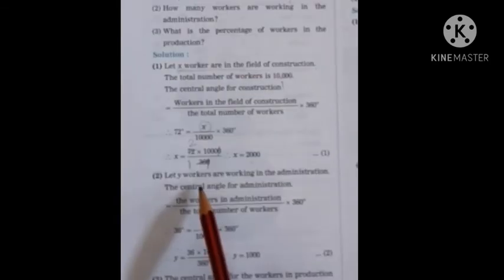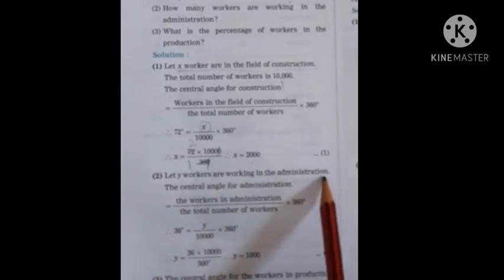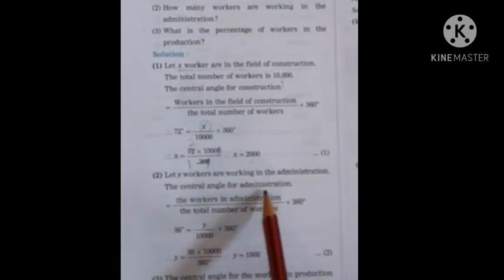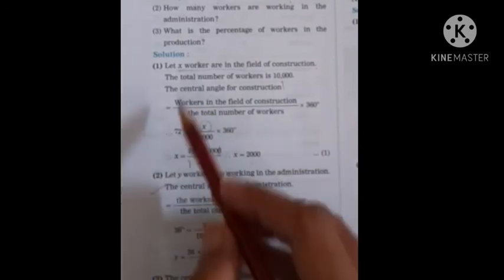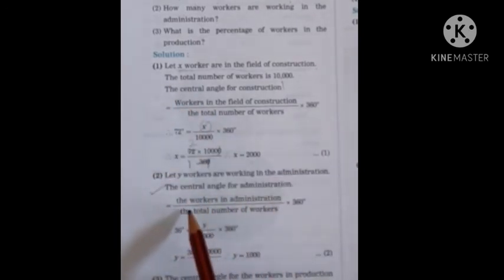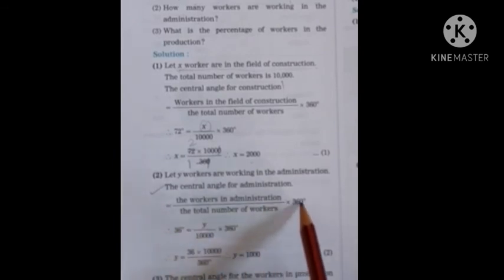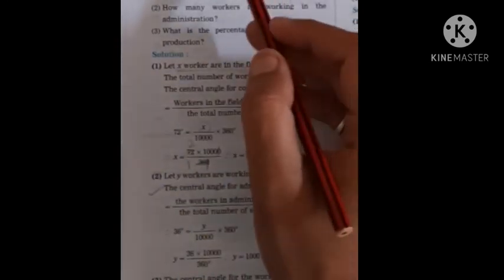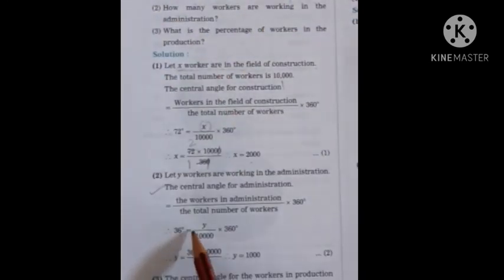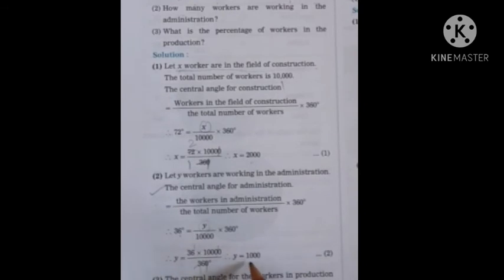आपण वाय मान येते. Let y workers are working in the administration. द सेंट्रल अँगल फॉर ॲडमिनिस्ट्रेशन फॉर्म्युला राईट ऑन फॉर्म्युला. This is the central angle for administration is equal to the workers in administration divided by total number of workers into 360. सेंट्रल अँगल ॲडमिनिस्ट्रेशनचा किती दिला आहे आपल्याला 36 is equal to workers in administration y म्हणले आपण total number of workers 10,000 into 360. Then calculate the value of y. 36 into 10,000 divided by 360 means workers in the administration are 1,000.